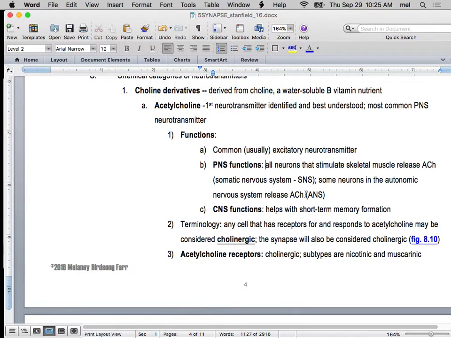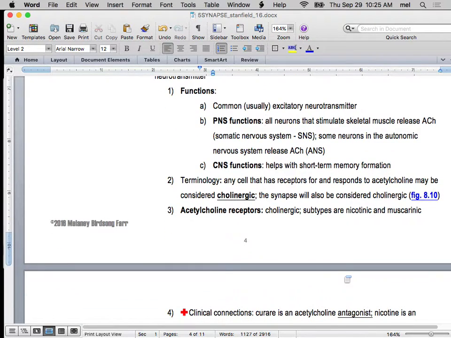The synapse will also be considered cholinergic. So there are two types of acetylcholine receptors that are really commonly encountered. They're both cholinergic, but there are two subtypes. The reason I want to tell you this is because we're going to run into them all semester long, and it also tells you something about the history of why the naming is so weird with neurotransmitters.